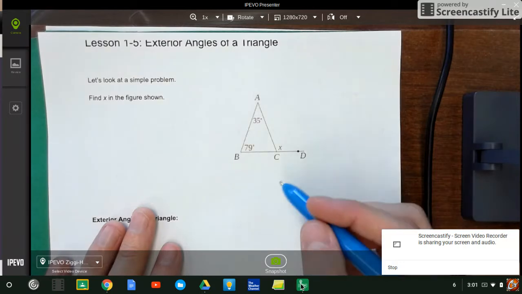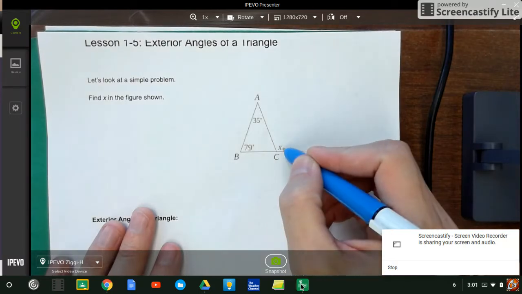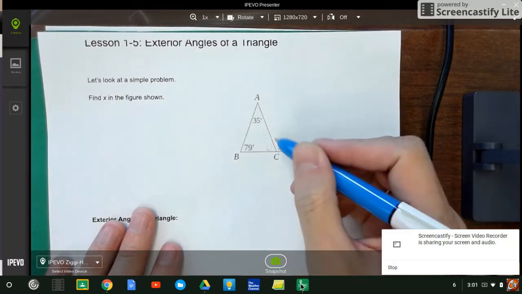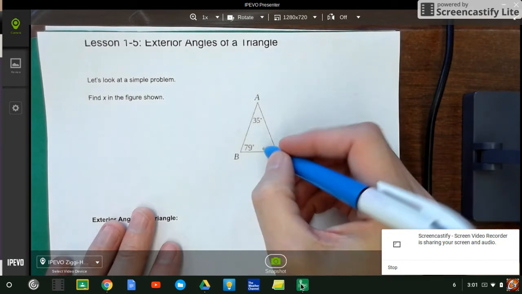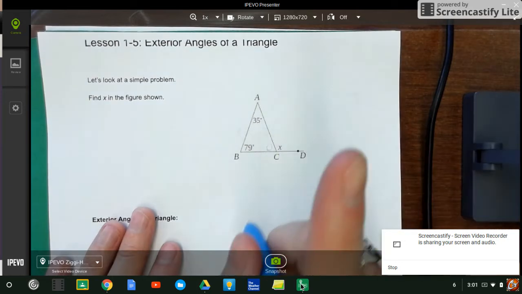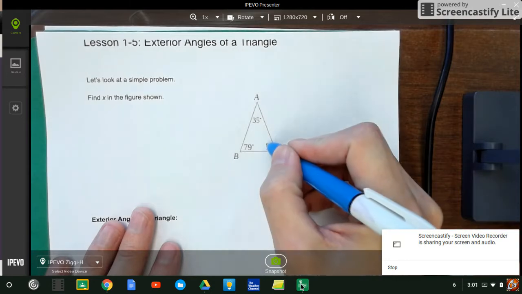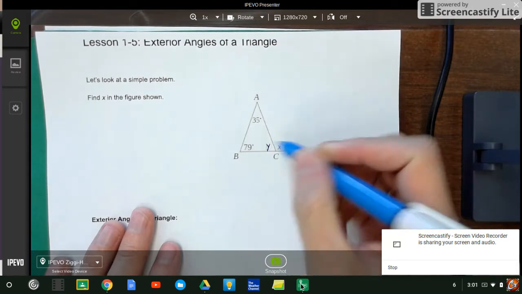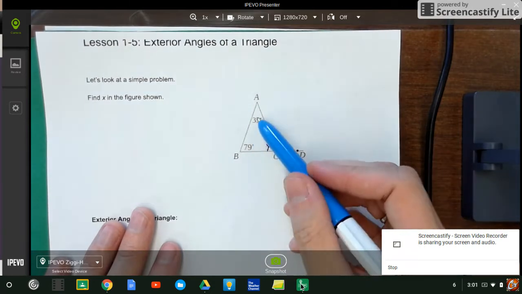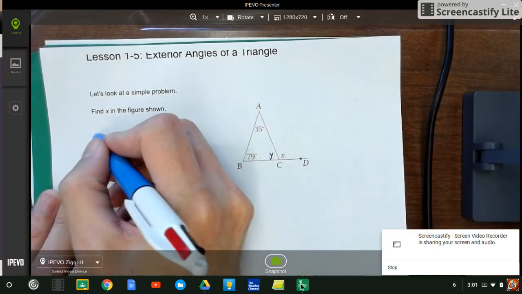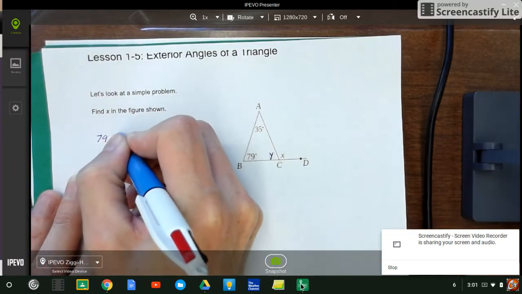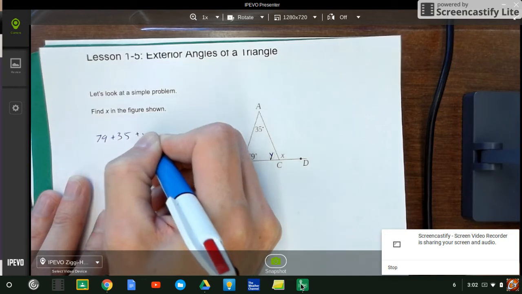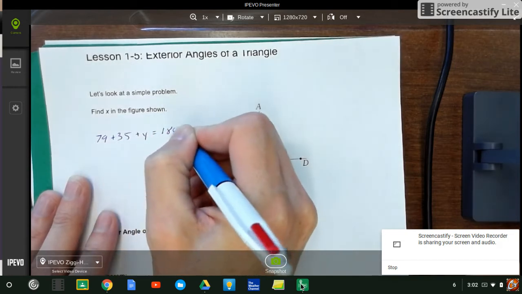So that linear pair, well, they have to add up to 180, but I don't know what this angle is. Remember, if you don't know what something is, give it a variable. Since we already used x, I can't use x again. I'm going to use a different variable. I'm going to call it y. Well, we know that the angles of a triangle sum to 180. So I know that 79 plus 35 plus y has to equal 180.